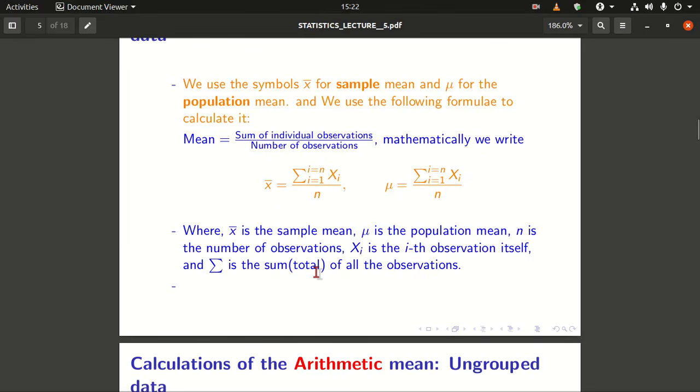Now to calculate it, simple. First you need to understand what this x bar is. We have to understand the notation. So this x bar here is actually the mean of the sample. A sample, of course, is a portion of the population, and this mu here is actually the mean of the population, the entire group that you are studying.